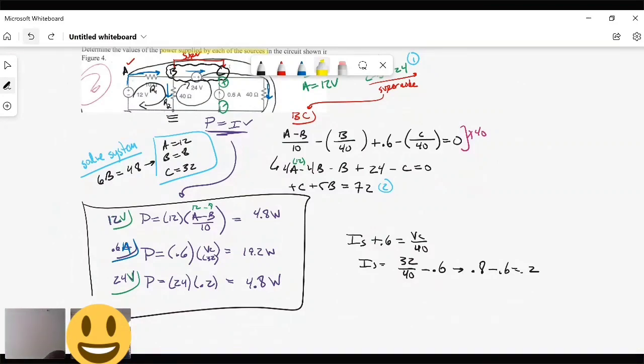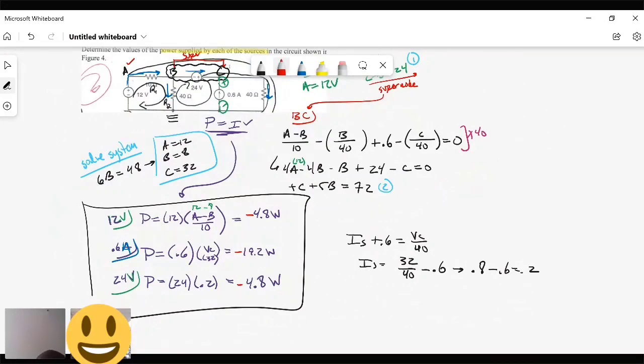So those are your answers, but these answers are all negative. Can you tell me why these answers are all negative? Because it's producing power, not consuming it. Good. It's delivering power, not consuming. I'm going to tell you there's a general rule. Resistors always absorb power. Always. So resistors always have positive power. Always.